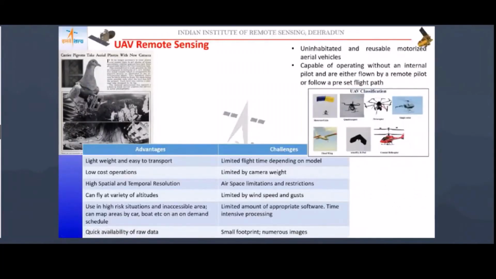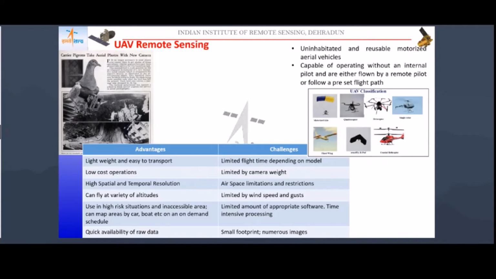Then comes UAV remote sensing. UAV is a platform on which you can mount different kinds of sensors. It could be a hyperspectral sensor, it could be a laser sensor, a microwave sensor, and so on. UAVs are useful because they are lightweight and easy to transport, and they give us high spatial and temporal resolutions. It also provides us quick availability of raw data.